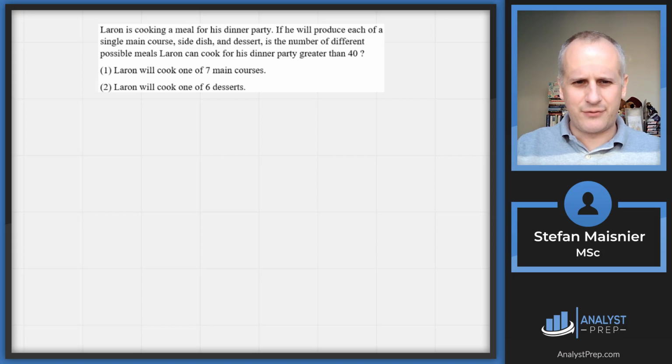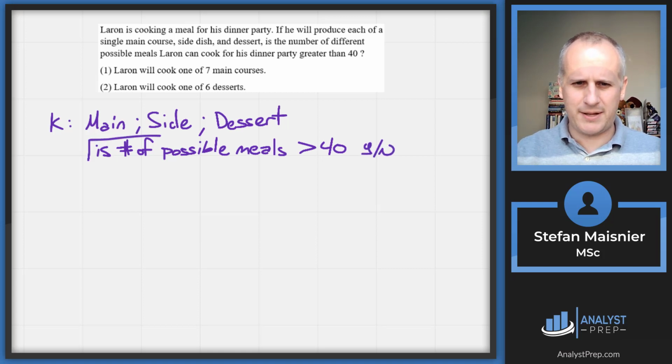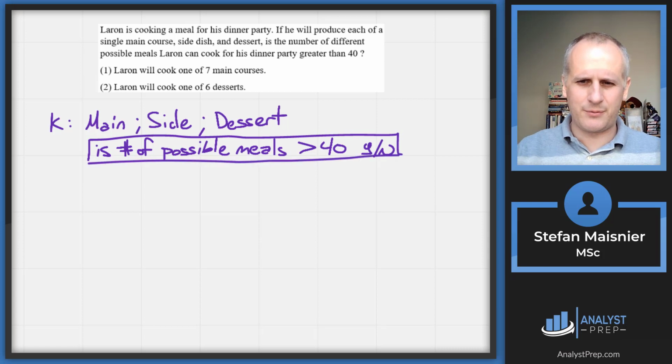Setting up this data sufficiency for Laurent. So we know that Laurent is cooking a meal for his dinner party if he will produce each of a single main course. So we're going to have a main, a side dish, and a dessert. And we're being asked, is the number of possible meals greater than 40? And this, of course, is a yes-no data sufficiency. So we just box that off so we don't lose sight of what we're looking for.